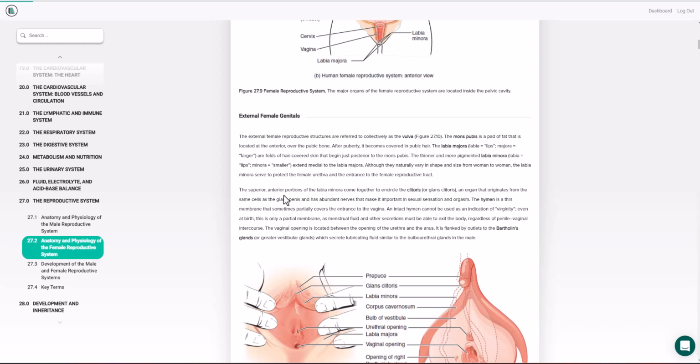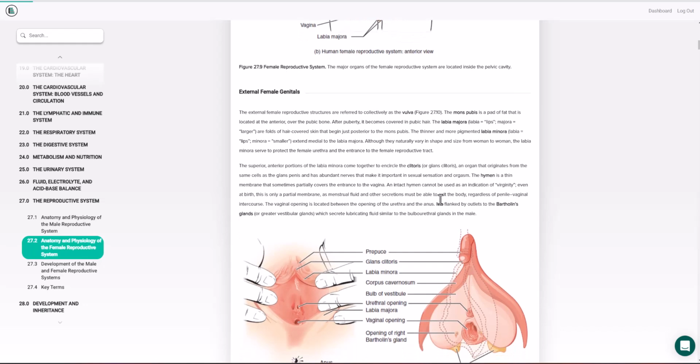Also, superior and interior portions of the labia minora come together to encircle the clitoris. This is also referred to as the glans clitoris. Just like in the male, there's the glans penis. The end of the penis, the glans clitoris, is abundant in nerves, much like the male, and also is capable of orgasm or of engorgement of blood.